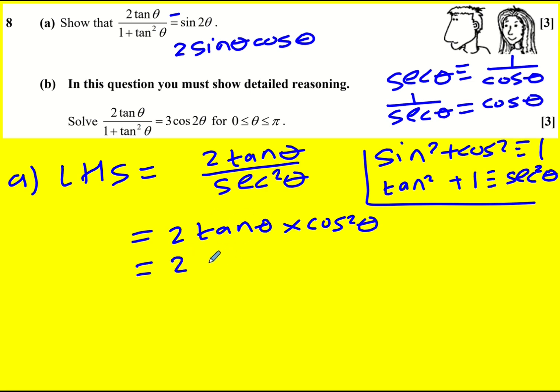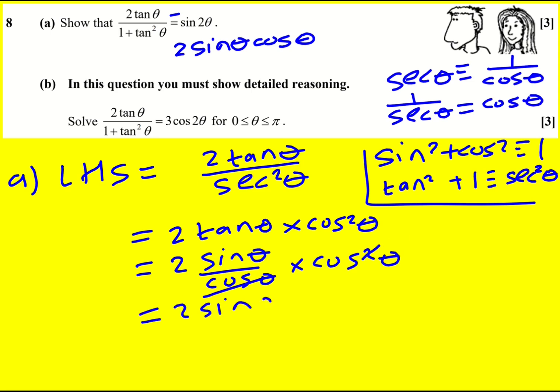I'm going to now replace tan theta by sine theta over cos theta. Hey, and this is good because I'm dividing by cos theta. I've got this extra cos theta, so I've got 2 sine theta cos theta, which is sine 2 theta, which is the right-hand side. And that is enough.